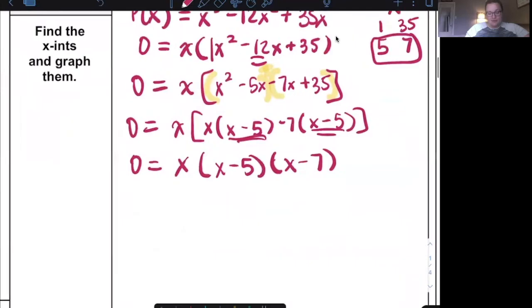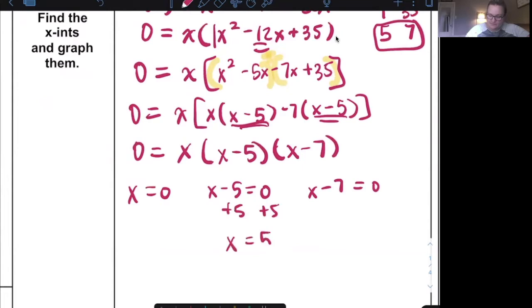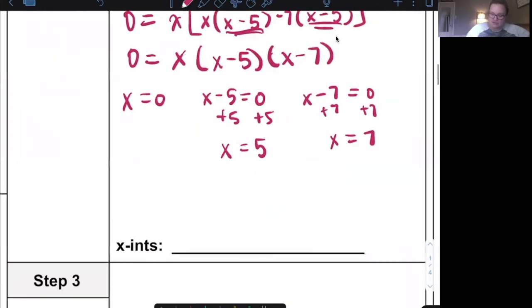All right, now I put each factor equal to 0. So x equals 0, x minus 5 equals 0, and x minus 7 equals 0. So x equals 0, there's nothing to solve. This one we're going to add 5. This one we're going to add 7. So my x-intercepts are at (0, 0), (5, 0), and (7, 0).